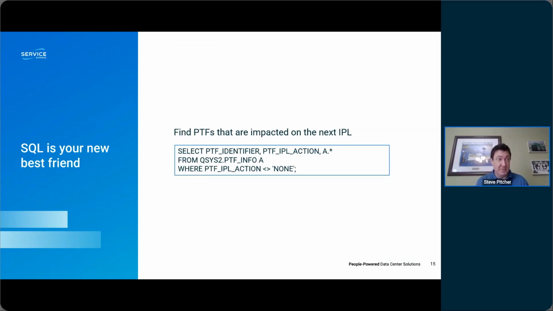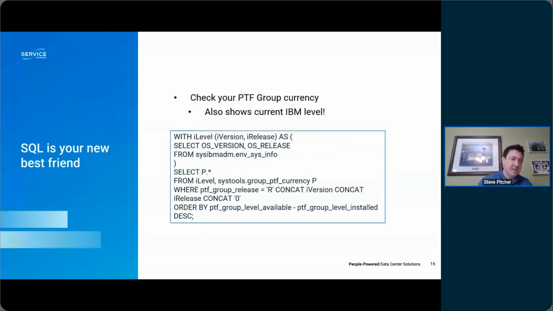Maybe you have somebody pulling down the latest Cume groups and hypers, and it's set to apply in the next IPL, and nobody knows about it except for that person. This will tell you, hey, you've got a ton of PTFs that are going to apply in the next IPL. You might be wary about that. PTF currency, since we're talking PTFs, this will show what you have on your system in terms of PTF groups, and it will also cross-reference with what IBM has for you to download and then apply. So it's a nice little utility to understand where you are and where you could or should be, depending on your perspective, I suppose.